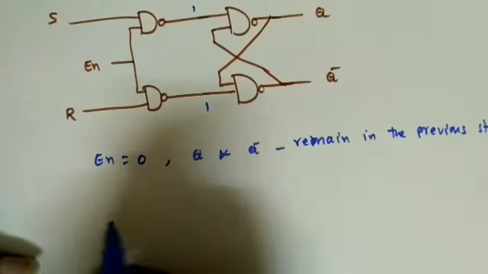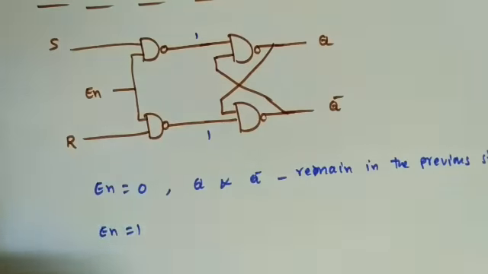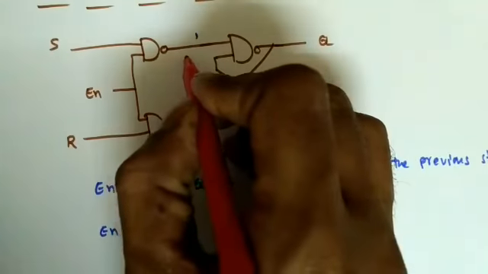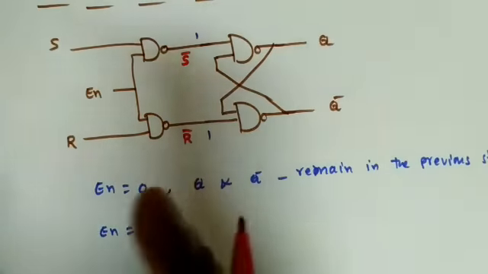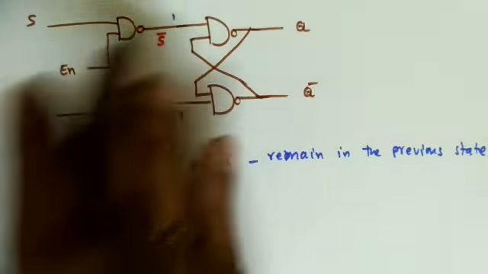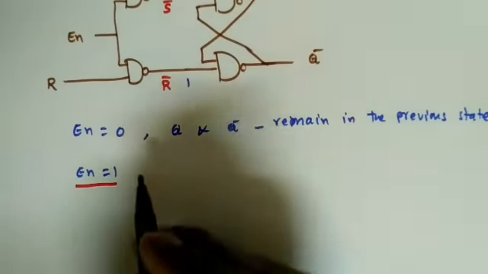Now when enable is equal to 1, what will happen? We will see. When enable is equal to 1, what will I get? 1 into S complement, so I will get here S bar and R bar. But what we actually need is S and R, and we are getting S bar and R bar. Now the functional table will change compared to the SR latch using NAND gates, because we are getting S bar, R bar. How is it changing?